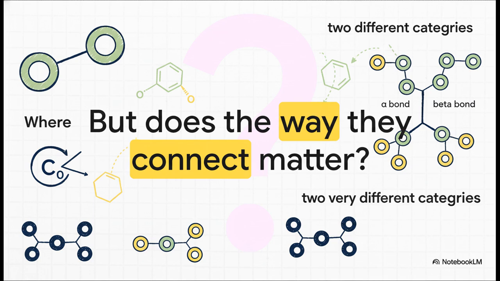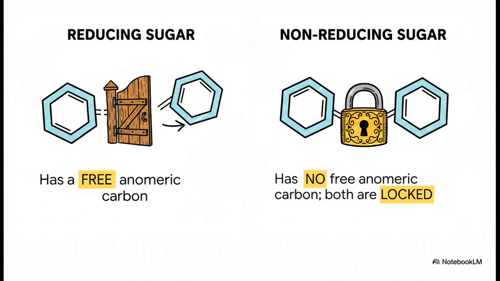So does it really matter how they connect? Oh, absolutely. It's not just that they connect, it's the way they connect. A really subtle difference in where that glycosidic bond forms has huge chemical consequences, and it actually splits all disaccharides into two totally different categories. And it all comes down to this one specific part of the sugar molecule called the anomeric carbon. So if one of these carbons is left free, kind of like an open end, after the bond forms, it's able to react with other molecules. That's why we call it a reducing sugar. But if both of those special carbons are locked up tight in the bond, it can't react that way. So we call it non-reducing.